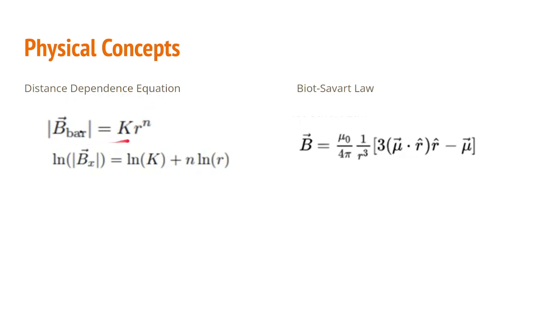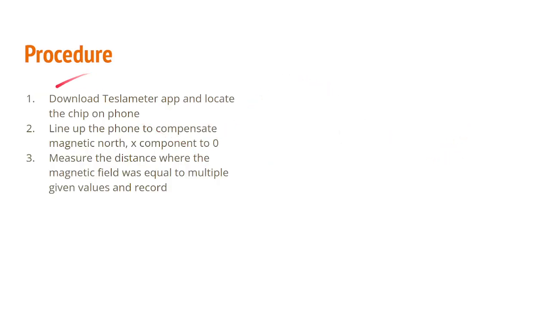Now the physics constants that we have to know were the distance dependent equation, which is B bar is equal to k r^n, and then ln of Bx is equal to ln of k plus n times ln of r, and then the Biot-Savart law, which is equal to the constant times 1 over r cubed times 3 times the magnetic dipole moment times r hat, minus the dipole moment.